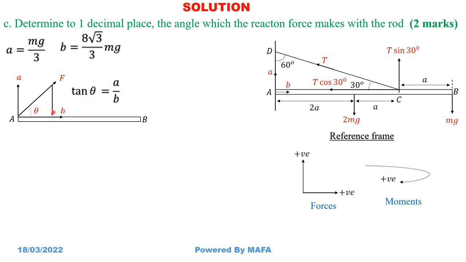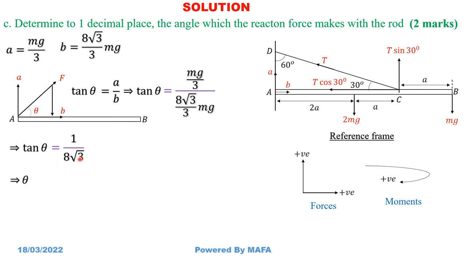So the tangent of theta is simply equal to what? The opposite, which is A, divided by the adjacent. So it means the tangent of theta is, our A is mg on 3 and our B is 8 root 3 on 3 mg. So simplifying, the mg's are going to cancel. The 1/3 here is going to cancel the 1/3 here. So we are simply left with the tangent of theta equal to 1 on 8 root 3. But remember, we are finding the angle, not the tangent of the angle. Meaning that our theta is equal to tan inverse of 1 over 8 root 3.